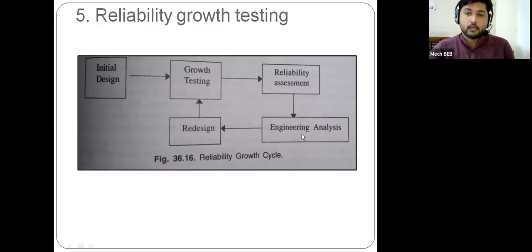Now one product is in the market for a long time period, and as time passes, you come to know that there are some problems in the design, or some problems related to failure of the product in a certain condition. Then you work on that failure front, trying to eliminate the design problems of that product, and you once again test it. So that will be considered reliability growth testing, okay.